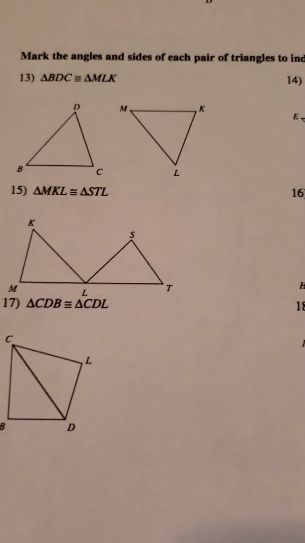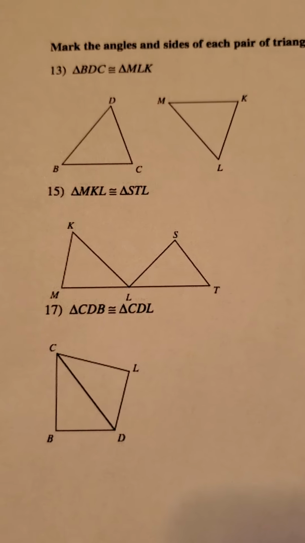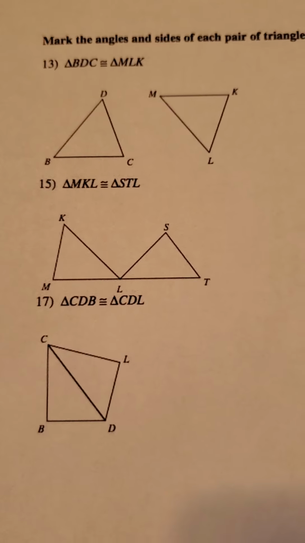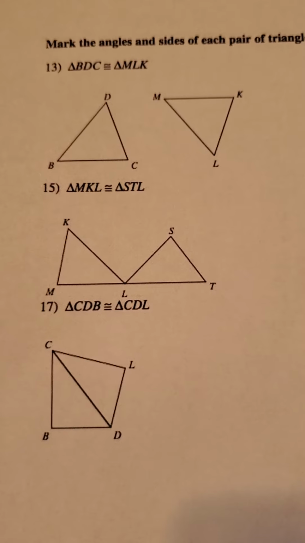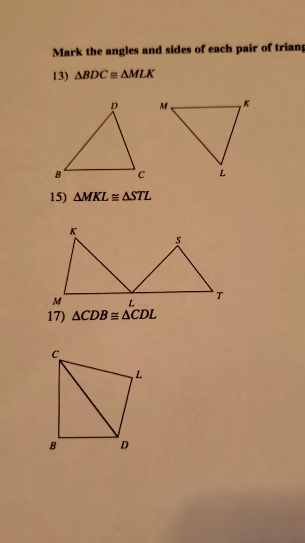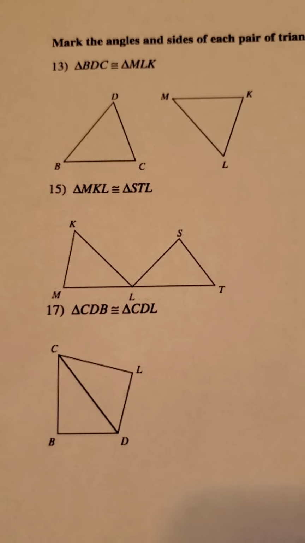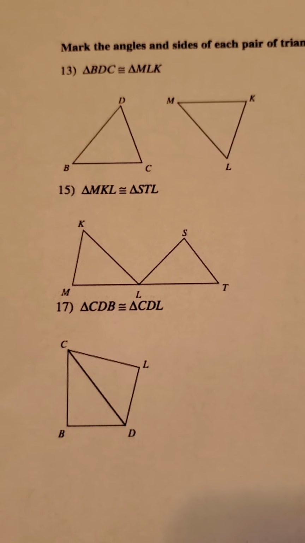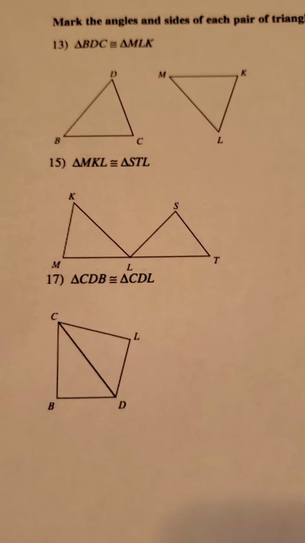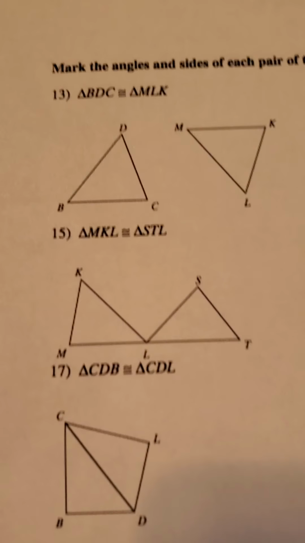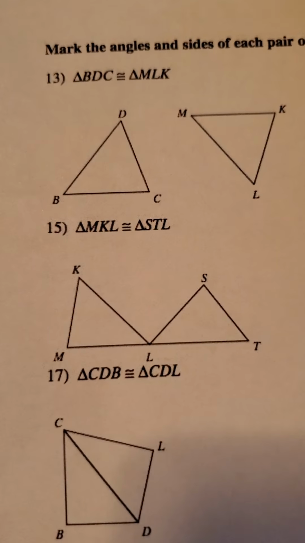For 13 through 18, it says mark the angles and sides of each pair of triangles to indicate they are congruent. So if you're writing this on paper, you can write down all those individual congruencies. If you're putting this on Exodo or you're printing it off, you can make those marks. So some of you that have turned this in did a nice job indicating the angles or the sides, but some of you didn't indicate both. So let me show you on 13 your options that you can do.